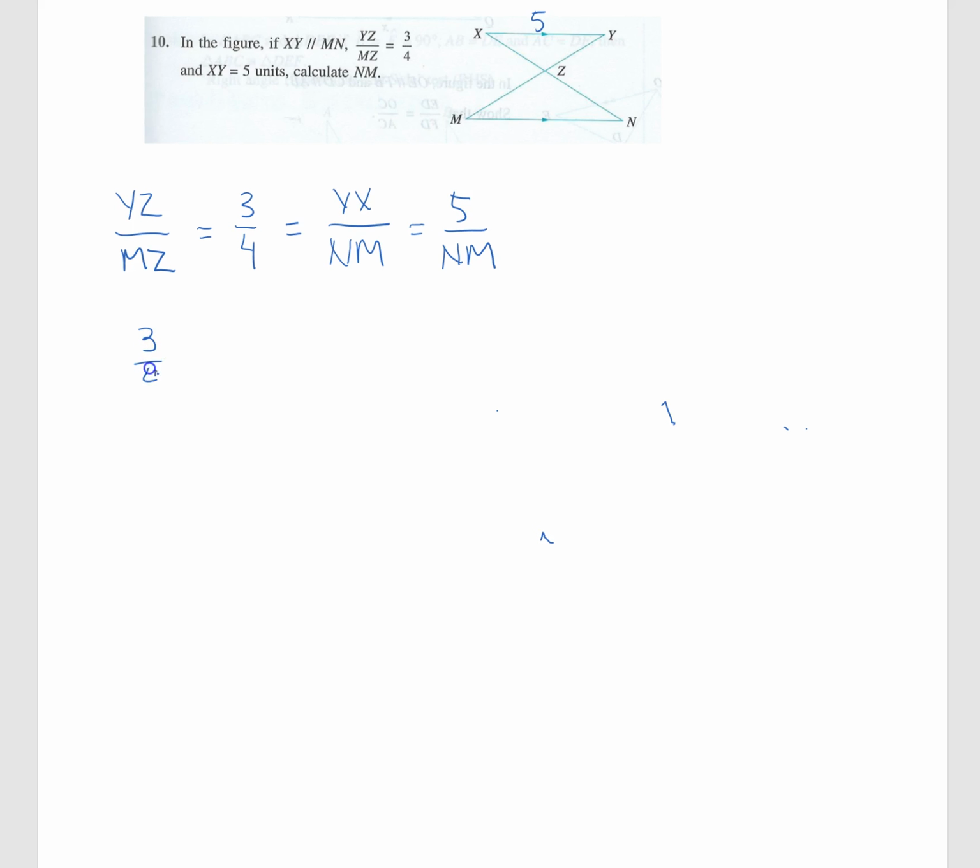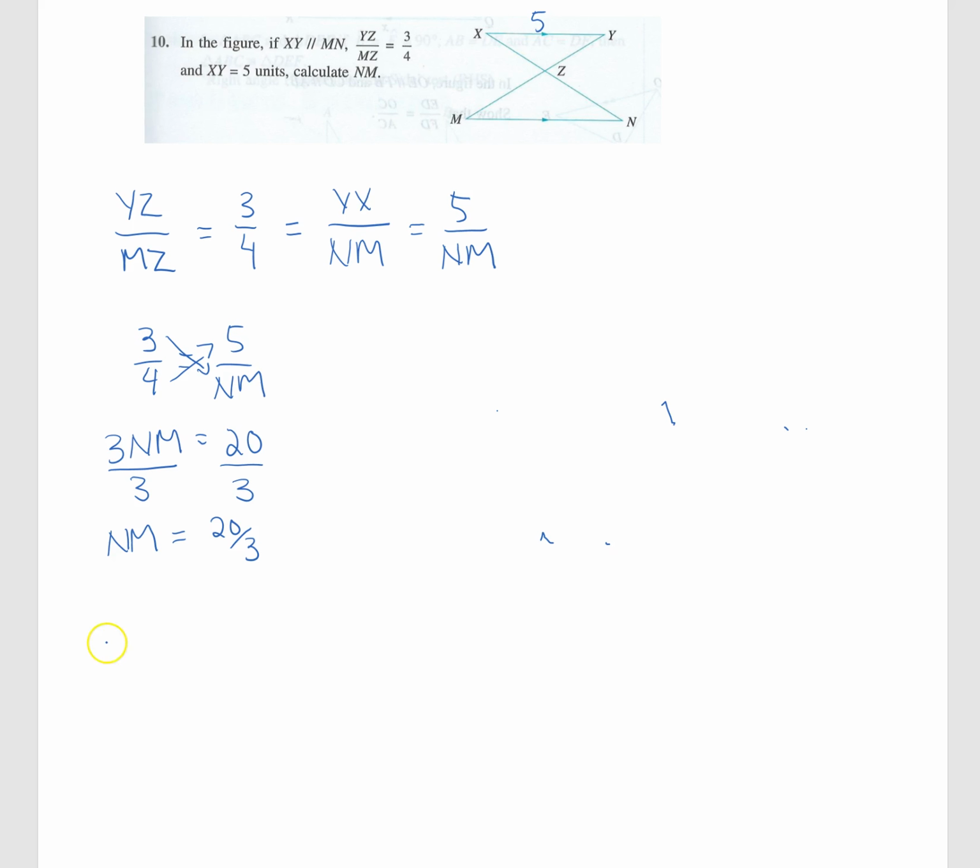So we have 3 over 4 equals 5 over NM. And what I'm going to do now is just cross multiply. So 3 times NM equals 4 times 5, which is 20. And I'm going to divide by 3 on both sides, which gives me NM is equal to 20 over 3. Doesn't simplify down much more, so I'm just going to leave that as the fraction 20 over 3.